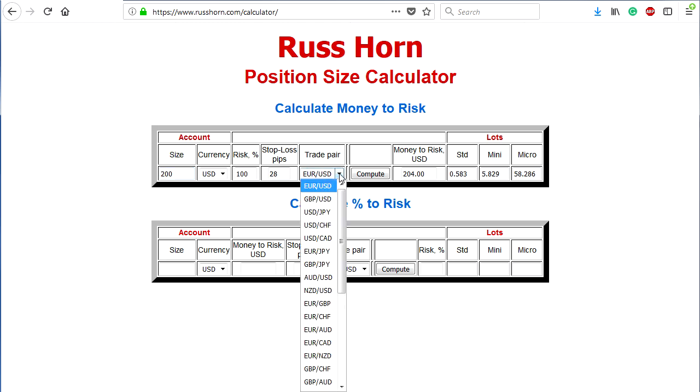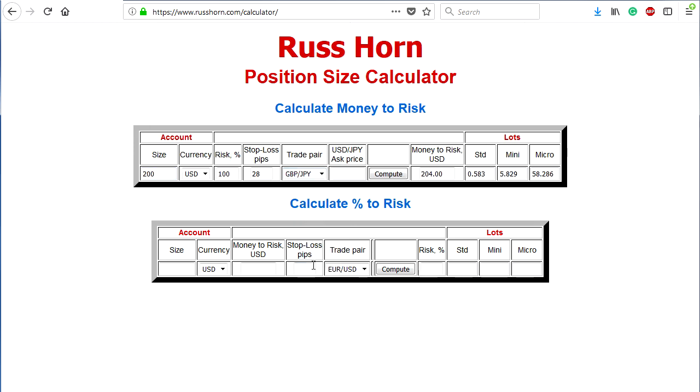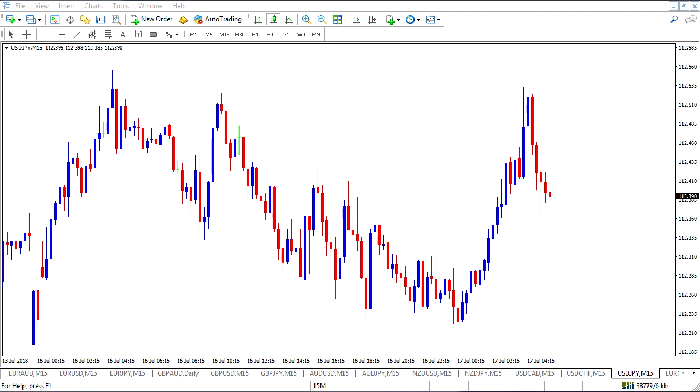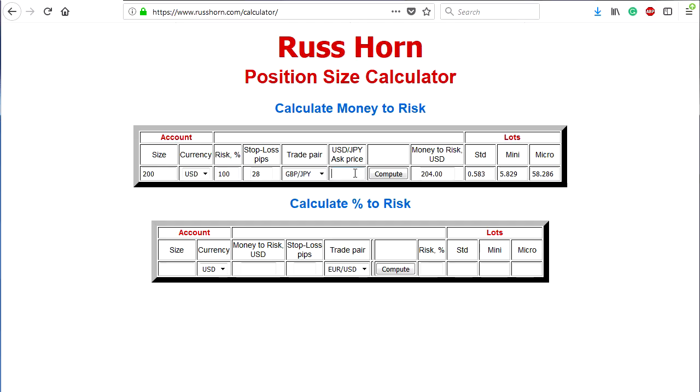And let's say I'm trading something different. The US dollar, let's go for the pound Japanese yen. When I do something that is not a US dollar, I'm going to need to put in whatever this last currency is into the slot here. In this case, it's the pound Japanese yen. I need to know what the price is currently for the US dollar Japanese yen. So if I go to the US dollar Japanese yen chart, I've got 112.39. So I go back and I go 112.39 and then click compute, and it gives me all the numbers that I need here.